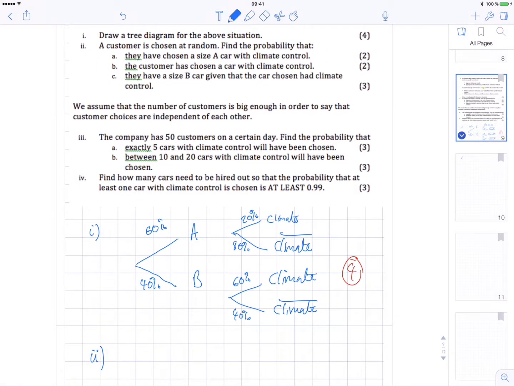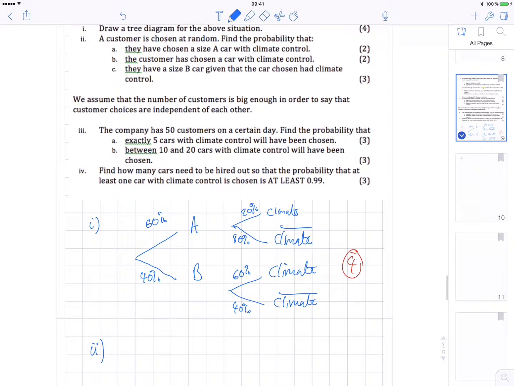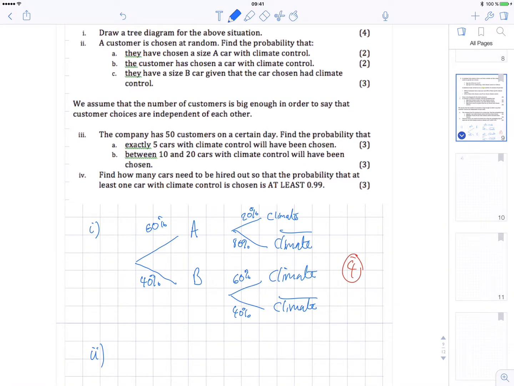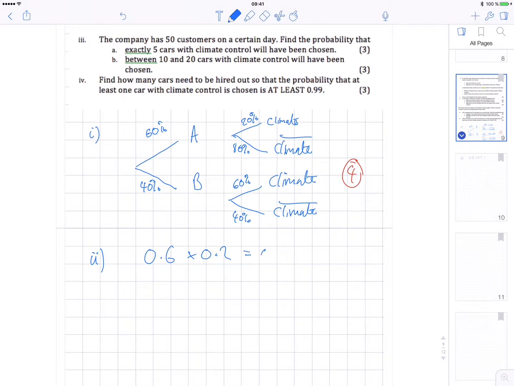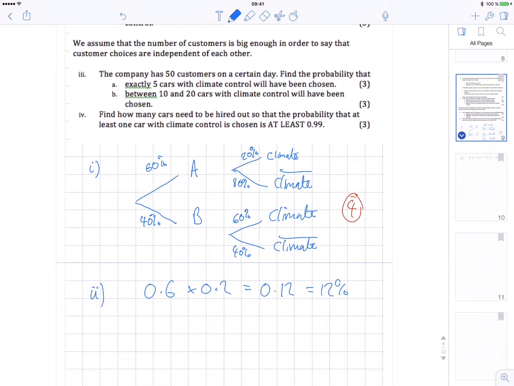Part 2. A customer is chosen at random. Find the probability that they have chosen a size A car with climate control. Okay, so we have to do 0.6 times 0.2, which is equal to 0.12, which is equal to 12%, and that is worth 2 marks.